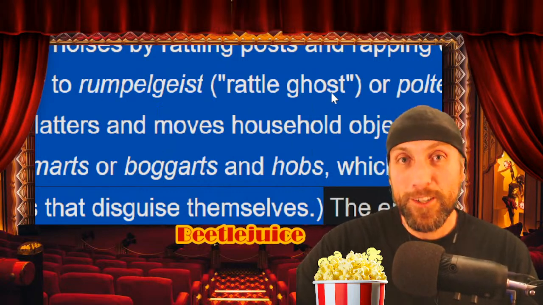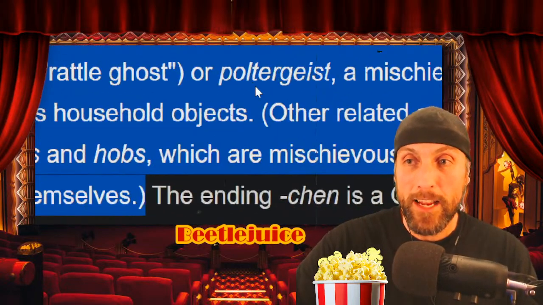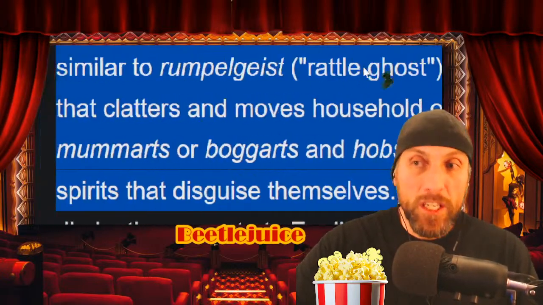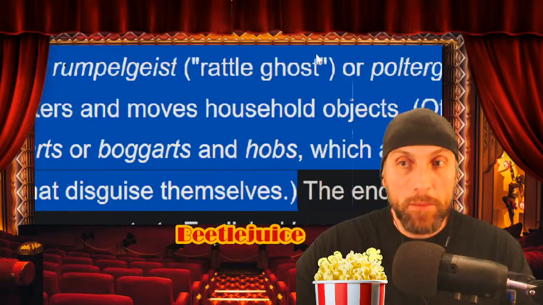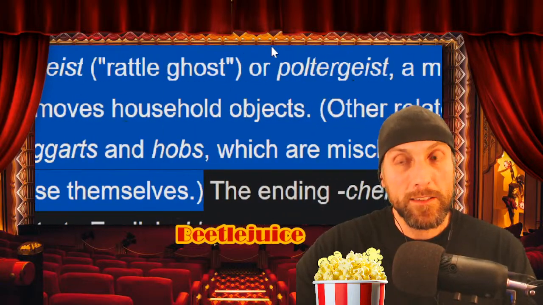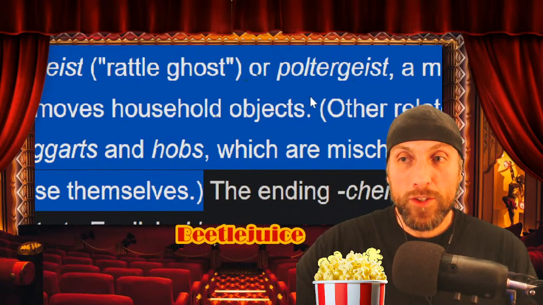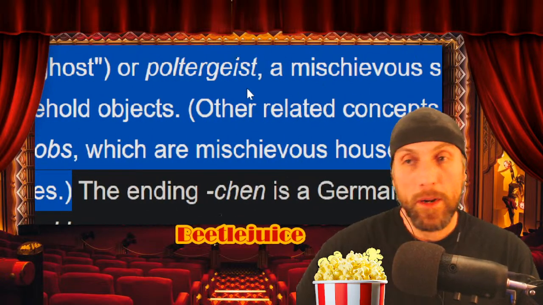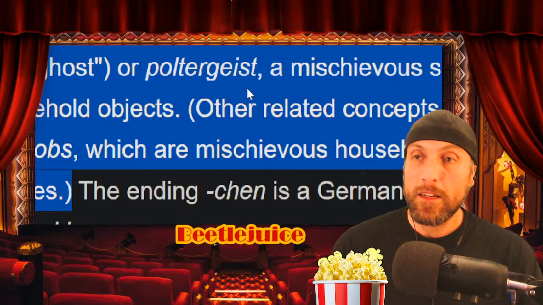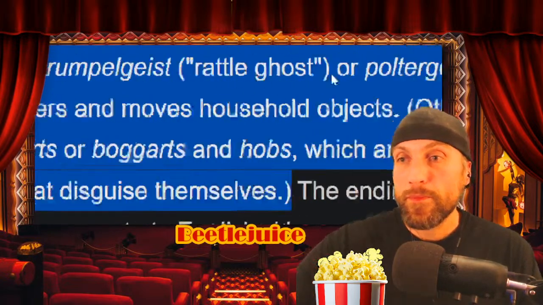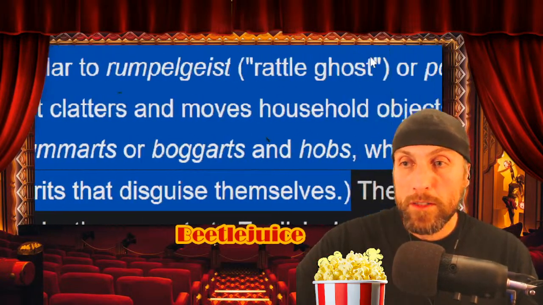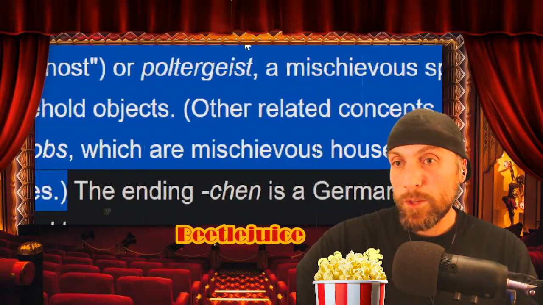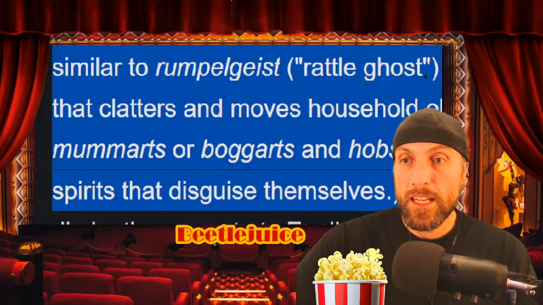Remember earlier, Beetlejuice had the rattle. He turned into the rattling snake or plasma, right? Or a poltergeist, a mischievous spirit that clatters and moves household objects, right? Which is also what the energy can do. Paranormal activity, paranormal energy, plasma, electricity, etc. Other related concepts are mummarts, bogarts, hobs, which are mischievous household spirits that disguise themselves.